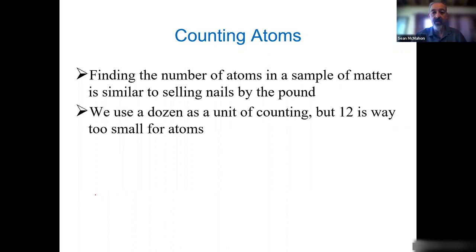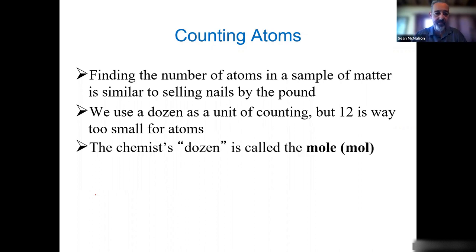But we'll also use a unit to count, but the unit of 12 is a little too small for atoms, because atoms are so small that we have a lot of atoms in a small space. So we're going to use a dozen, but it's going to be referred to as the chemist's dozen, which is the mole. So a mole is a rather large number. It's 6.022 times 10 to the 23rd.